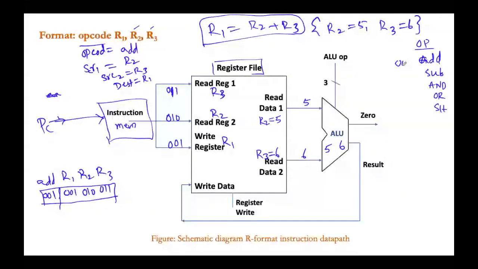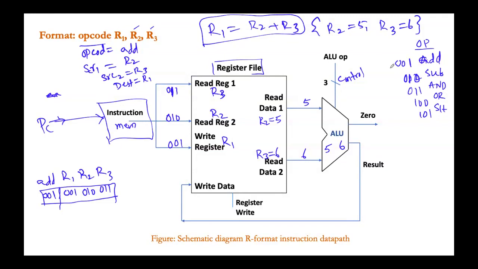Let us consider 0, 0, 1 for addition, 0, 1, 0 for subtraction, 0, 1, 1 for AND. For OR, you can write 1, 0, 0. And for SLT, you can write 1, 0, 1. So the control unit sends the control signal to the ALU in terms of 3 bits. The 3 lines will be there; the slash is used to represent the parallel lines.